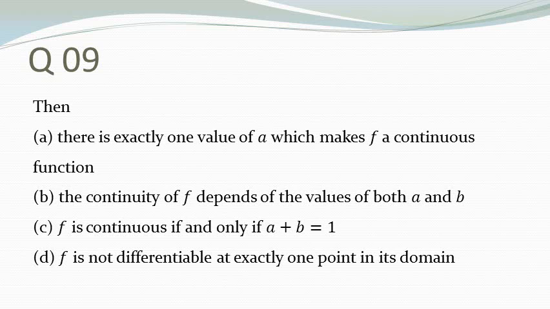The first option says that there is exactly one value of a which makes f continuous. The second option says that the continuity of f depends on both a and b. The third option says that f is continuous if and only if a plus b is equal to 1. The fourth option says that f is not differentiable at exactly one point in its domain. How do we do this question?